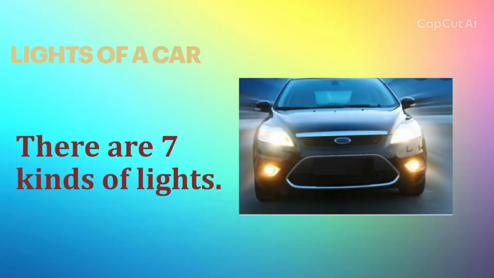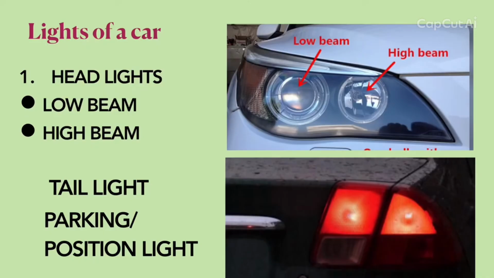There are 7 different types of lights inside a car. I'll tell you exactly what those lights are, when you should turn them on, and where they are located. We need to check the headlights first. Headlights are located at the front of the car and they can be turned on in 2 modes, low beam and high beam.